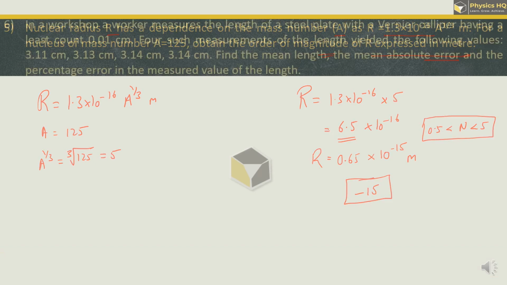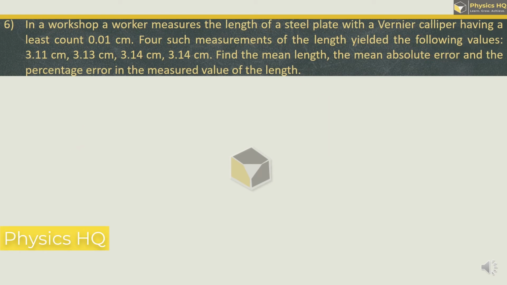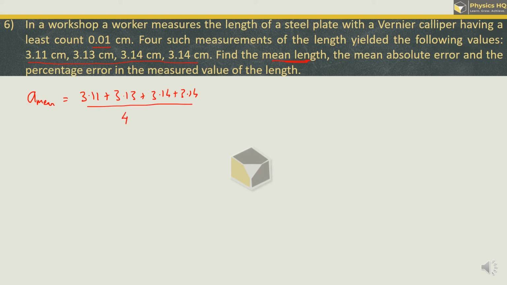So let us go ahead to the next sum. In a workshop, a worker measures the length of a steel plate with a Vernier caliper having a least count of 0.01 centimeter. Four such measurements of length gave values 3.11, 3.13, 3.14 and 3.14 centimeter. Find the mean length. To find the mean length, we'll just take the average of these values. A mean will be (3.11 + 3.13 + 3.14 + 3.14) divided by 4, the number of readings. When we calculate this, we'll get the answer as 3.13 centimeter. This is the mean value that we got.